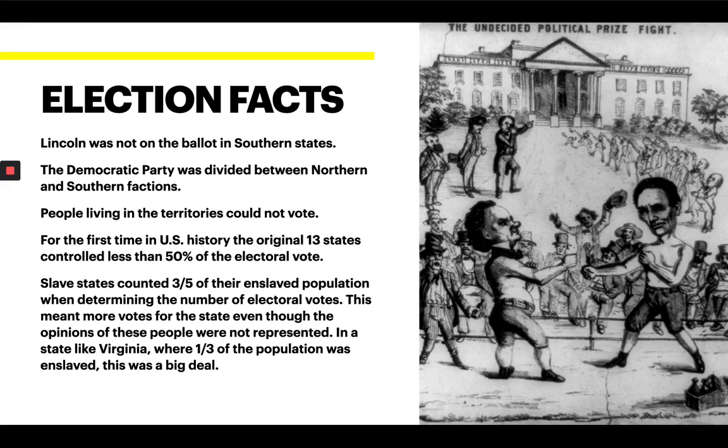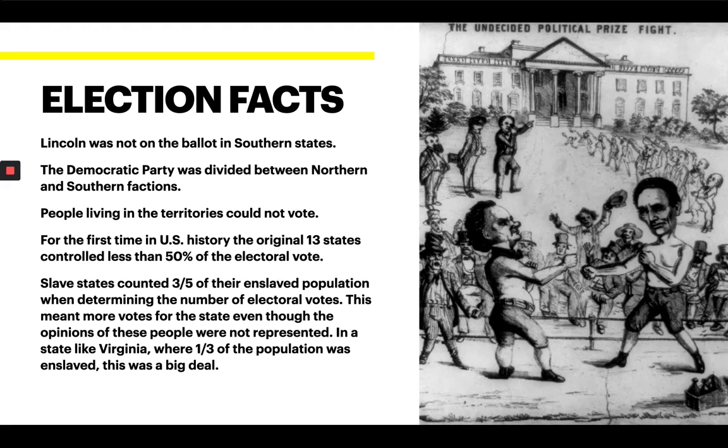And then finally, slave states counted 3/5 of their enslaved population when determining the number of electoral votes. You can recall this from the Three-Fifths Compromise. So this meant more votes for the states, even though the opinions of these people were not represented. They were counting their slave population as 3/5 towards their representatives, even though these representatives did not represent these people, not even 3/5 or anything of them.